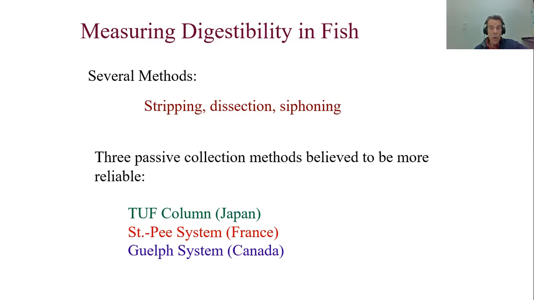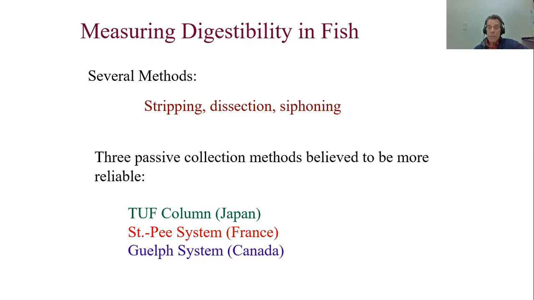Dissection is used in some species that don't handle handling well, or large species. The problem is you have to kill the animal in order to dissect and collect the fecal material. So it can be very expensive and quite challenging. Siphoning means picking up the fecal material as produced by the animal. It is very labor intensive, and could also lead to breakup of feces, because you may not be able to siphon the material in real time.